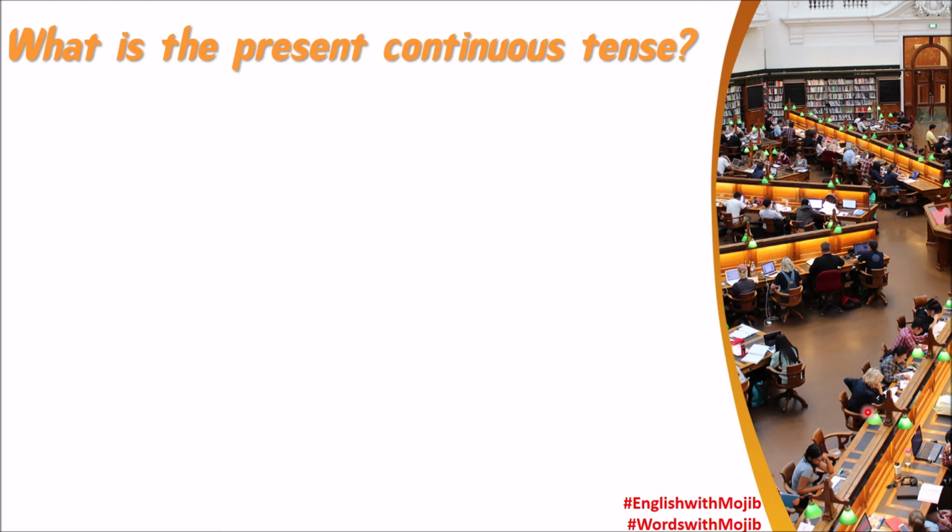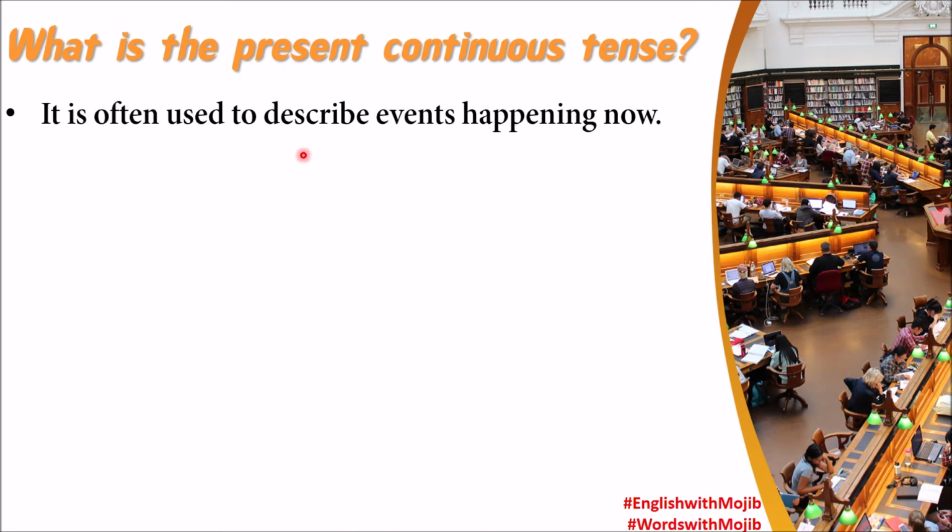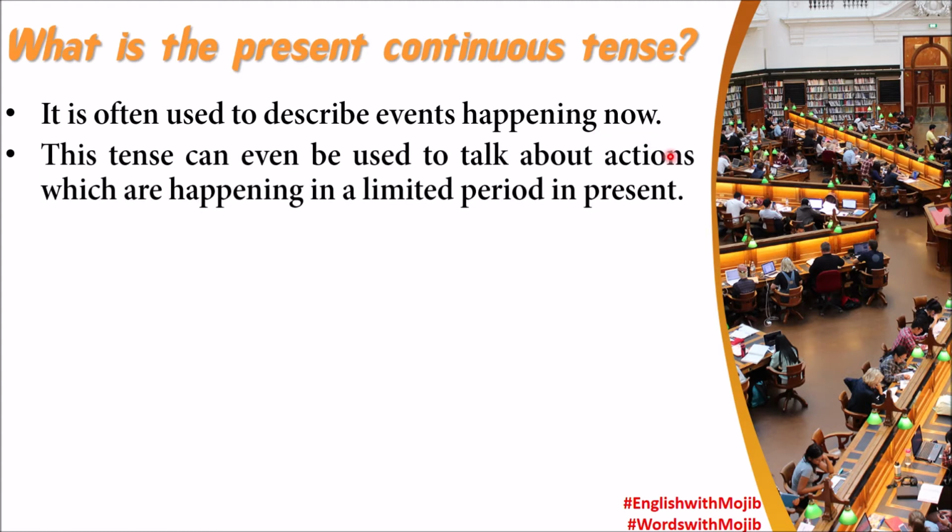What is the present continuous tense? It is often used to describe events happening now. This tense can even be used to talk about actions which are happening in a limited period in the present. Limited period, for example, today, this week, these days, this month. It's not frequent in all your days. You don't do it frequently in your life. It's just for a limited period, for a limited time.